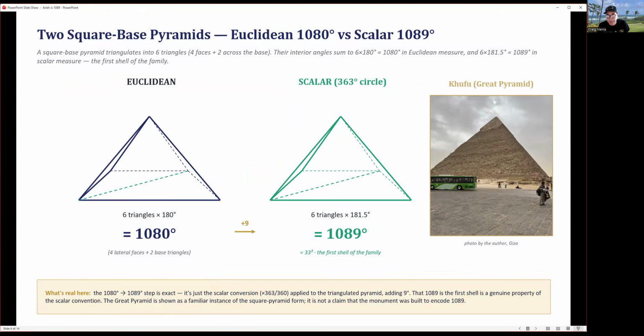So why 1089? What do you mean by geometric seed? Just a little bit of geometry. You notice I've taken the geometry and placed it into two categories, two groups. Euclidean over here. Euclidean geometry is based on using a circle that's 360 degrees. If you look at the square base pyramid closely, it has four triangles and a square base. If you put a diagonal down the square base, you have six triangles.